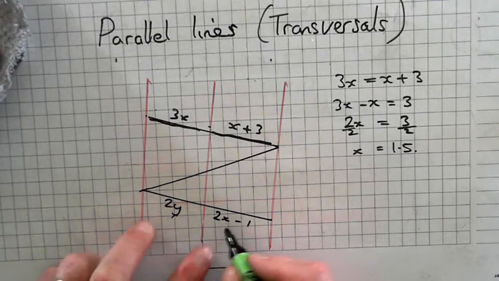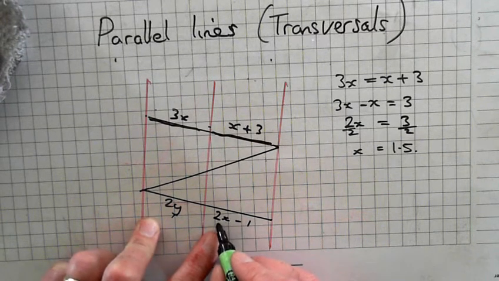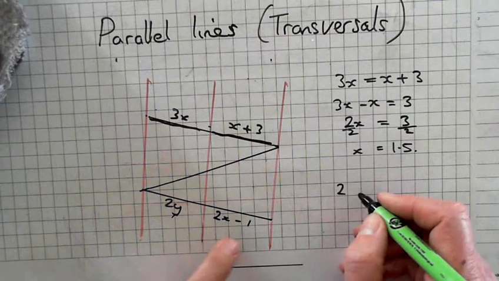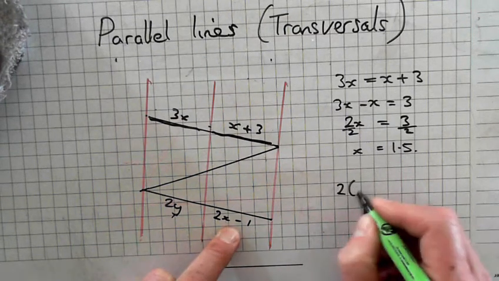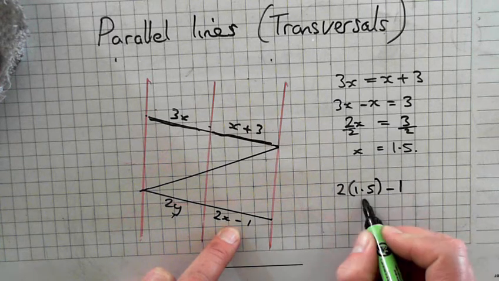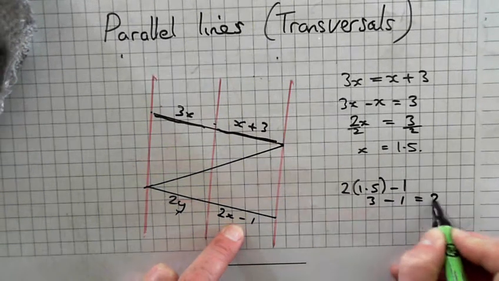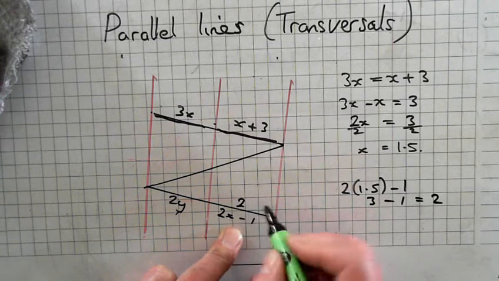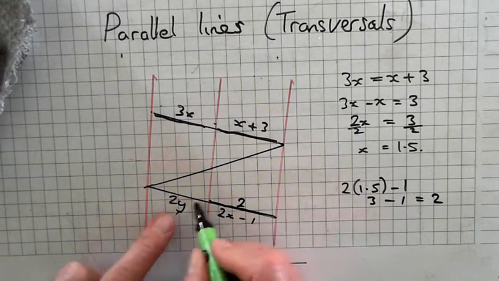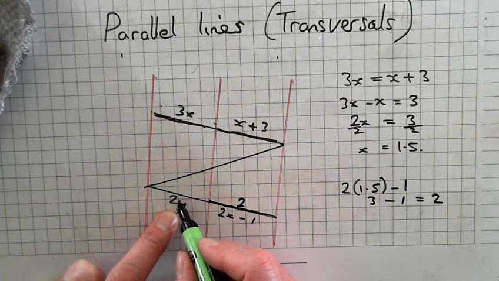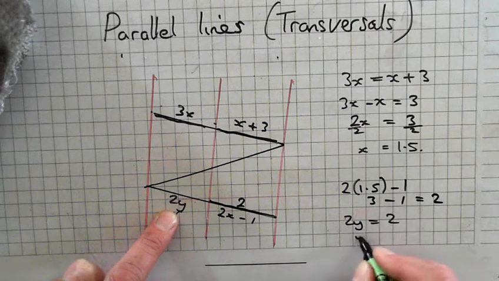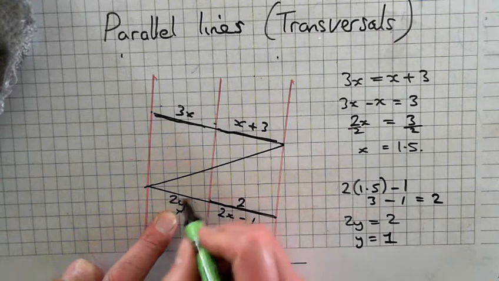Down here, we know what x is, so sub in. So down here we'll look at this part here. 2 times 1.5 minus 1. 2 times 1.5 is 3, 3 minus 1 is equal to 2. So the length of this line in total is equal to 2. So the length of this line is equal to 2. What is y? Yes, 2y is equal to 2. y is equal to 1. Okay?